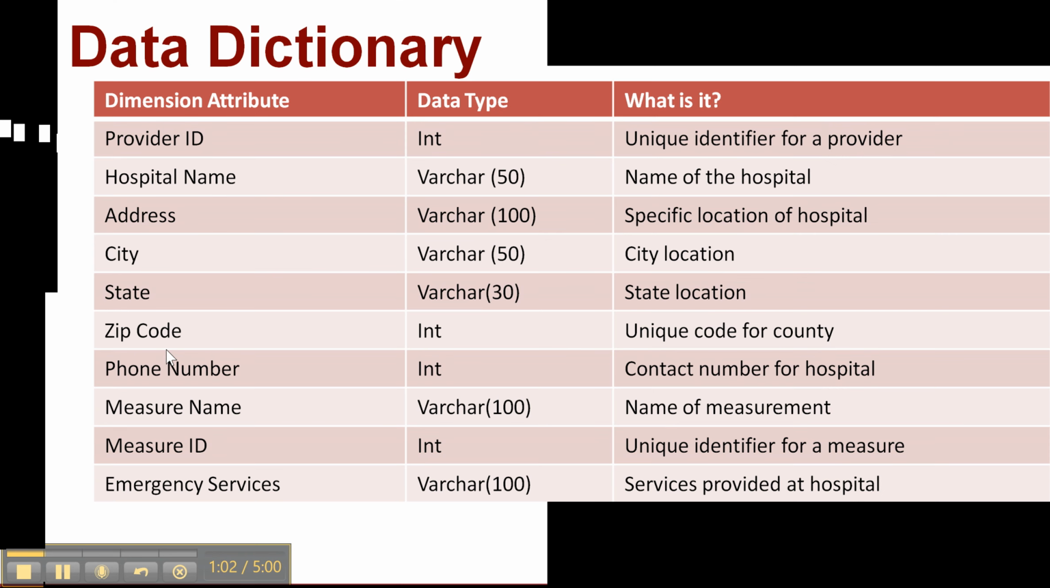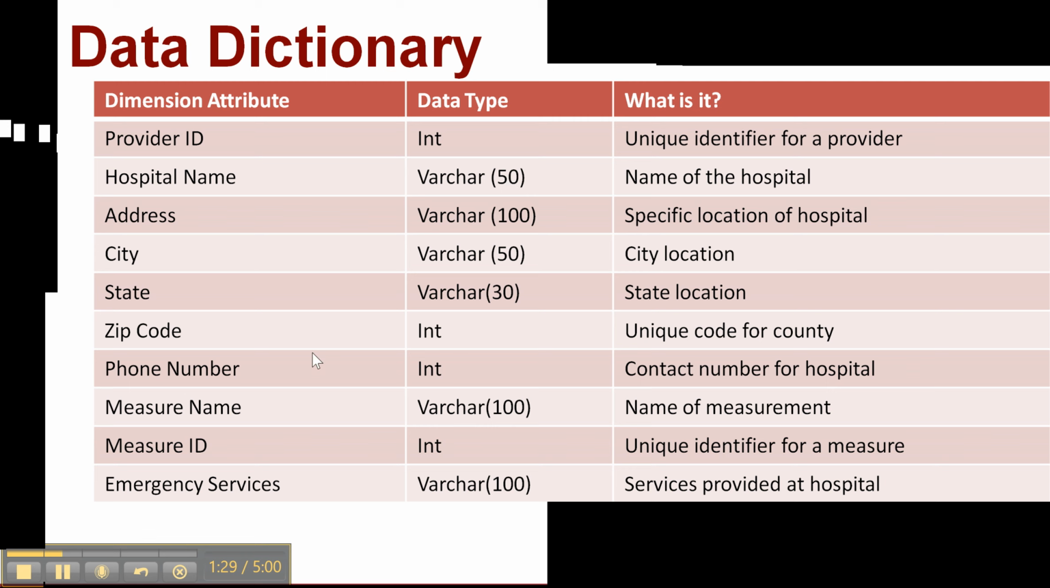In here, I just put together a quick data dictionary with a few of the attributes that we contain in our dimension tables, their data types, and what they are. So here we can just go through a few and see that the provider ID is a data type of integer and serves as a unique identifier per provider. For a varchar example, we gave the hospital name a varchar with a max of 50 characters, and that serves as the name of the hospital.